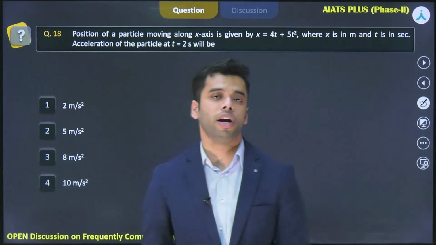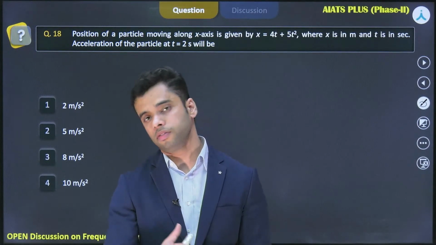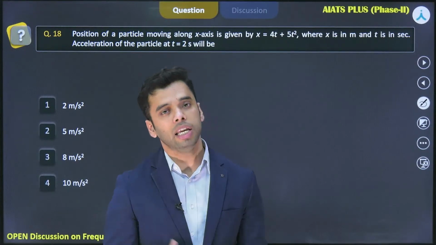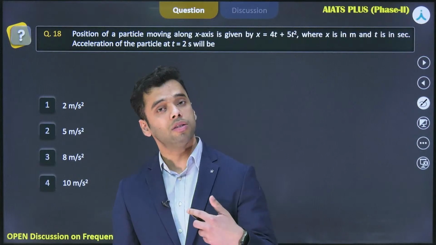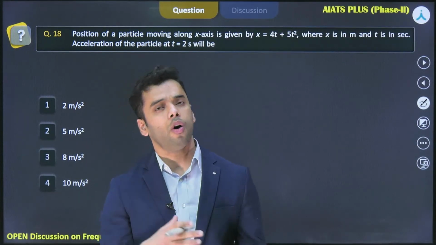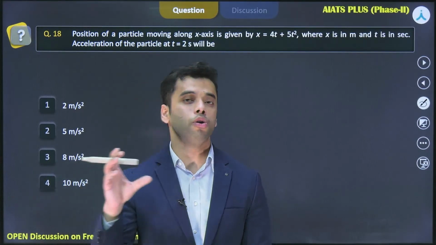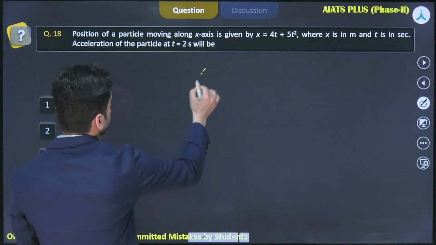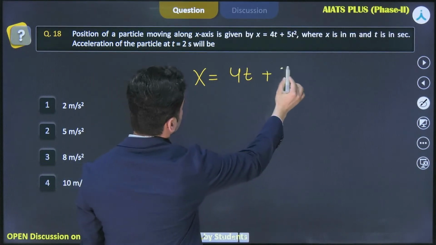So this time you need to find the acceleration of the particle, and you have been given the equation of position of the particle as a function of time. So differentiating it once, that is dx by dt, will give me the velocity, and differentiating it once more, that is dv by dt, will give me the value of acceleration, or I'll get the equation of acceleration as a function of time. I'll put t equal to 2 seconds and I'll get my answer. So the equation given to me is x equal to 4t plus 5t square.